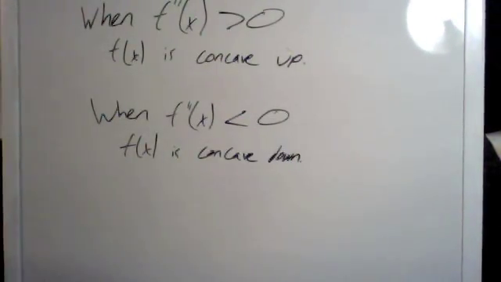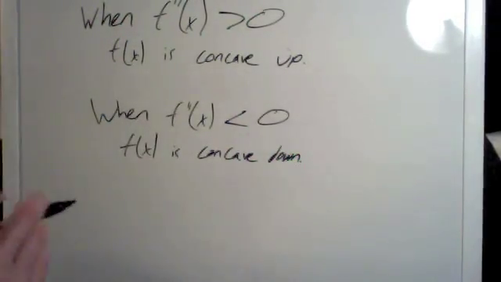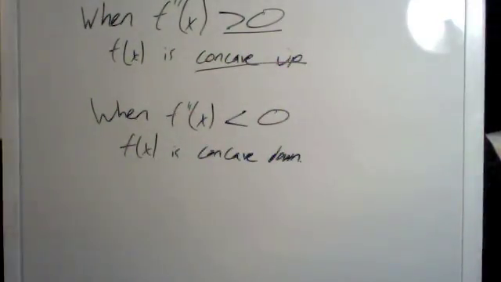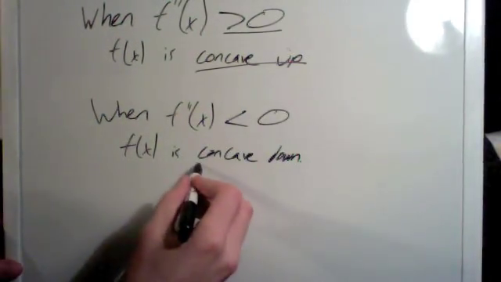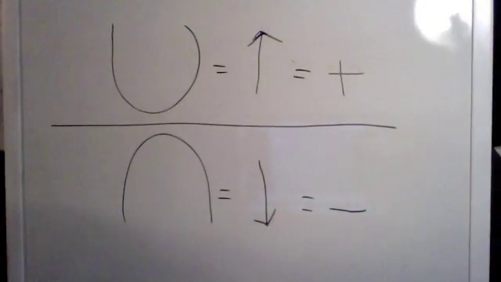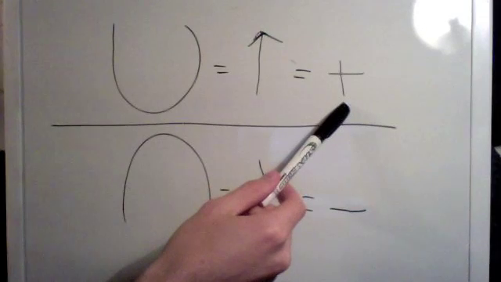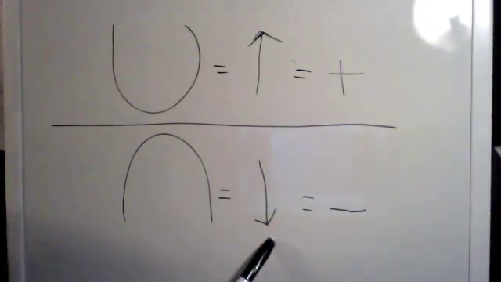So another way to write this is that when the second derivative of f of x, f double prime of x, is greater than 0, f of x is concave up. So when it's positive or greater than 0, it's concave up. And when the second derivative is less than 0, f of x is concave down. So you can think of the U shape as concave up, which has a positive second derivative, and the upside down U is concave down, and it has a negative second derivative. So up is positive, down is negative.